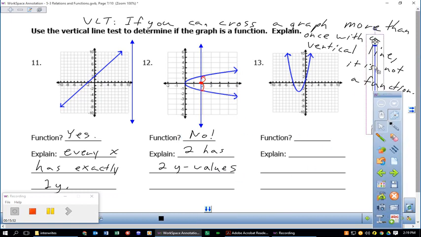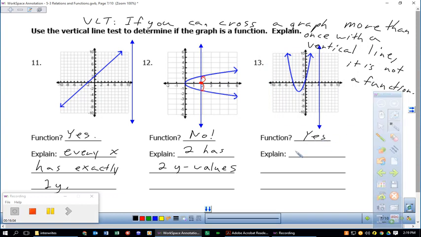Okay, number 13, take my vertical line. Is it ever going to cross more than once? I'm not seeing it. I made it without a problem. So this one is a function because every x has exactly one y.